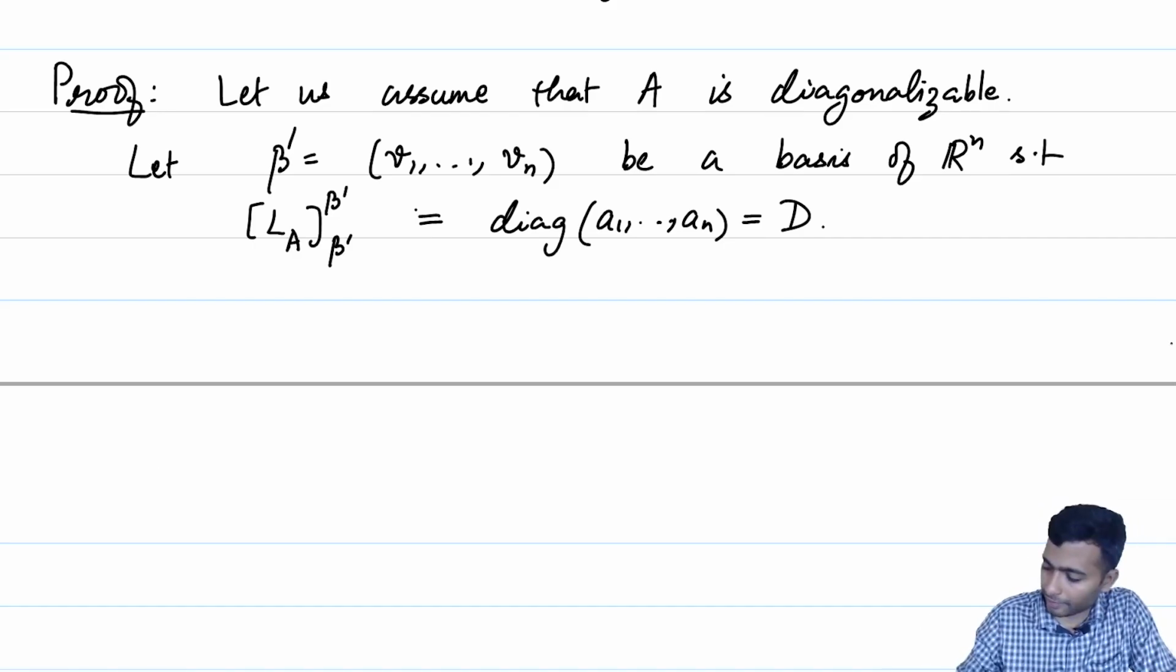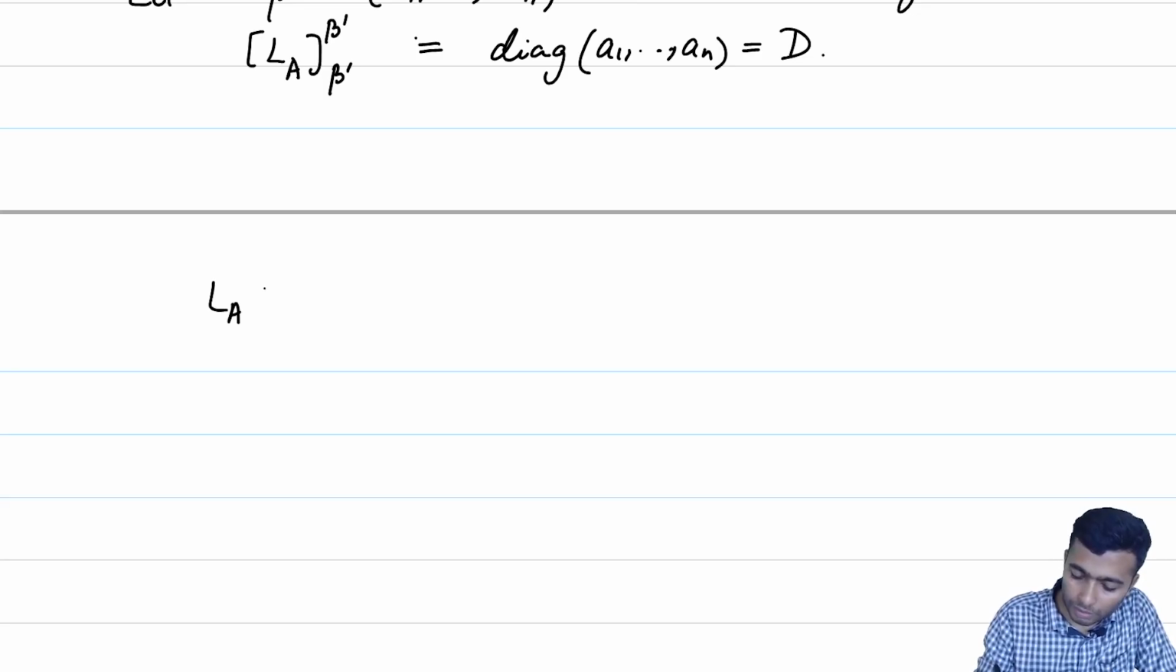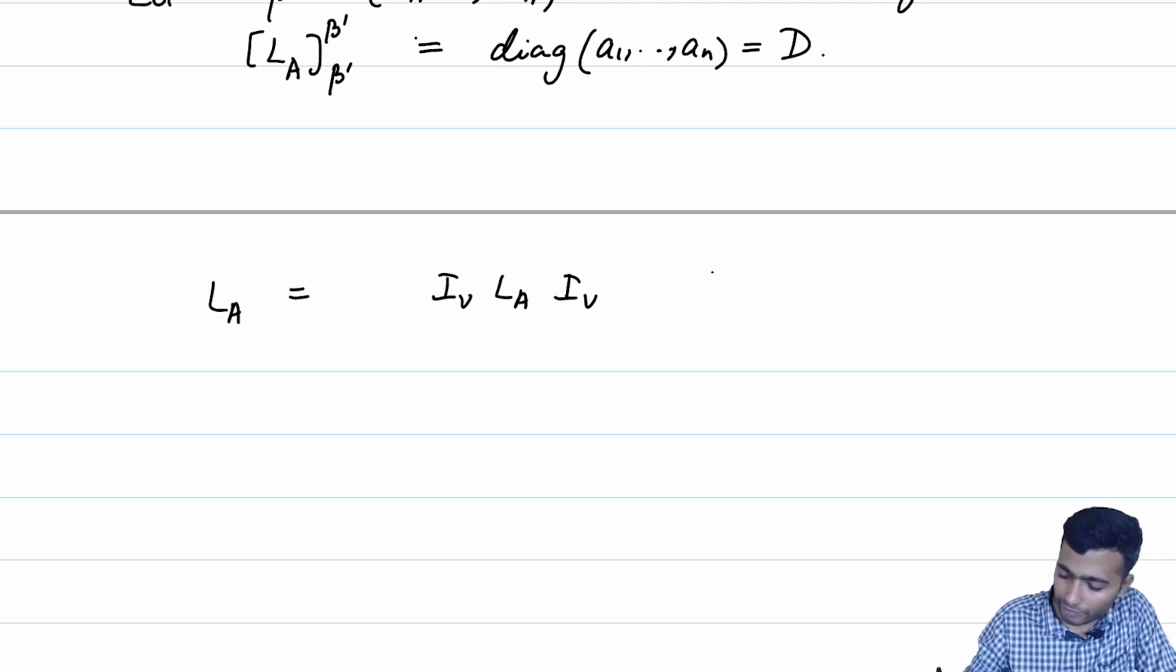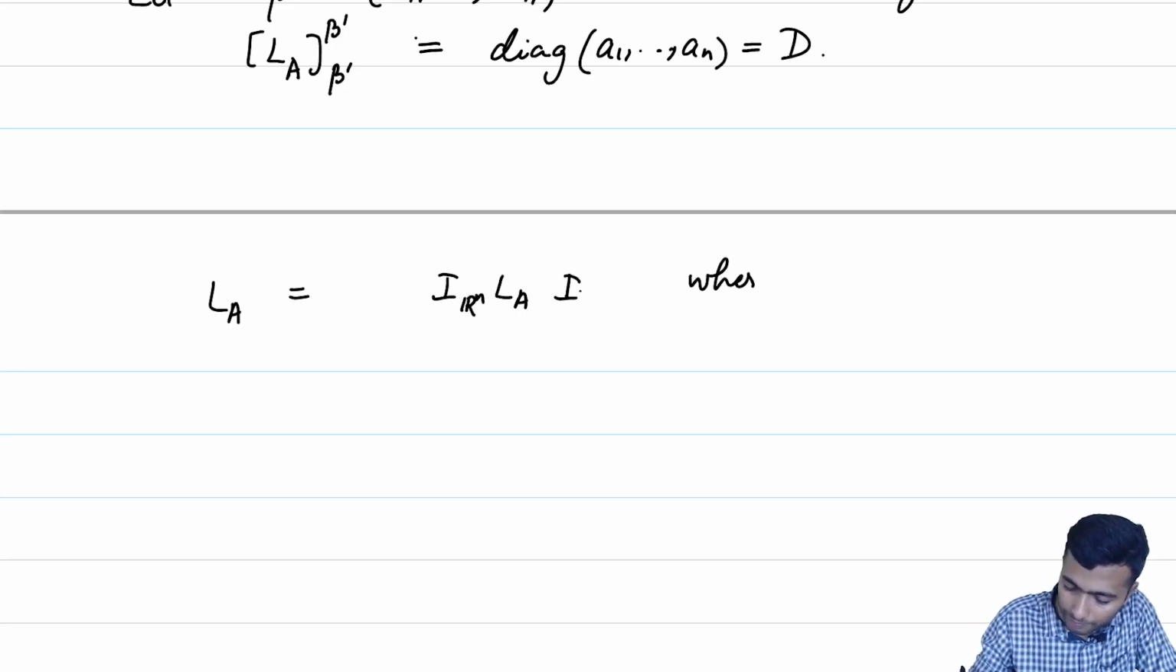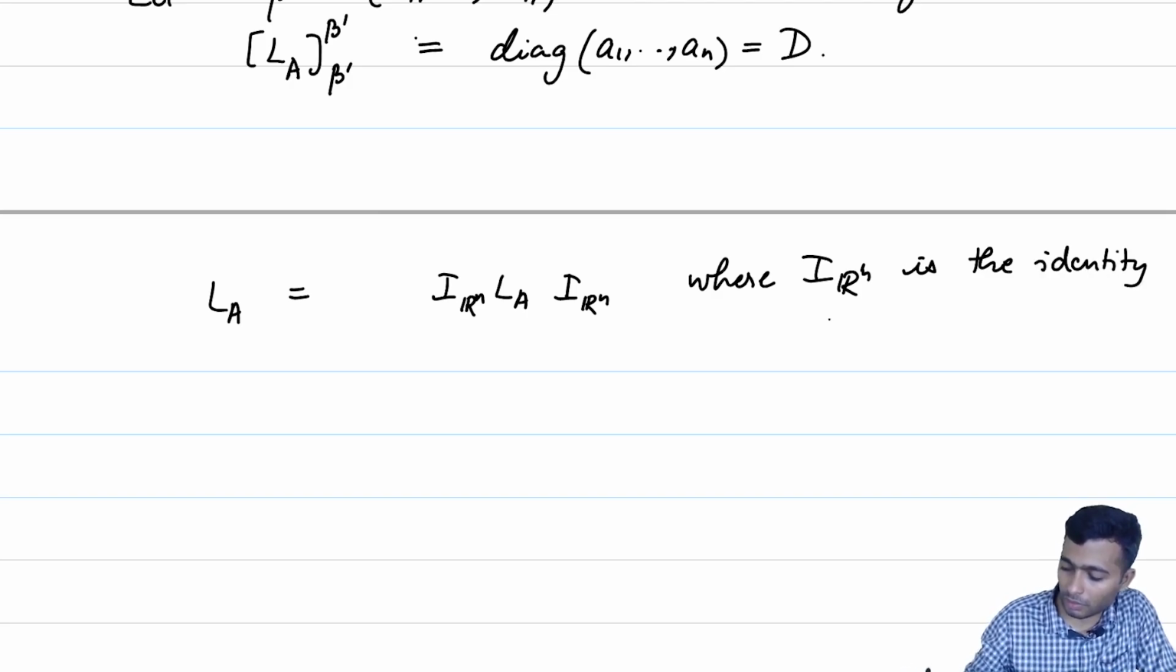But then what is LA? LA is just I composed with LA composed with I, where I is the identity linear transformation in Rn.